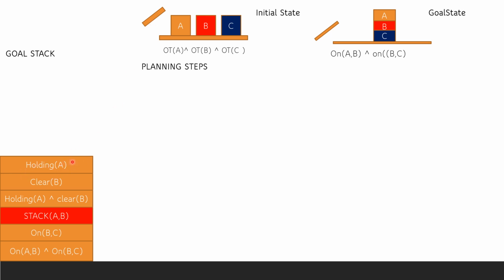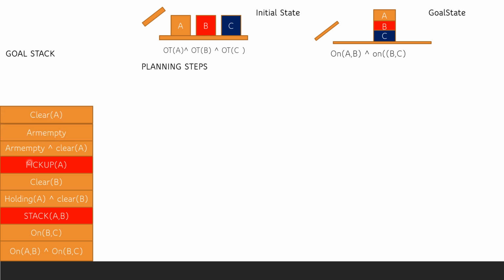So again, in order to satisfy this precondition, which operation should we implement? Obviously pick up A. Before we can actually recommend pick up A in a plan, there is a set of preconditions that must be satisfied. What are the preconditions for pick up A? Arm empty and clear A. So we'll push these two preconditions one by one into the stack.